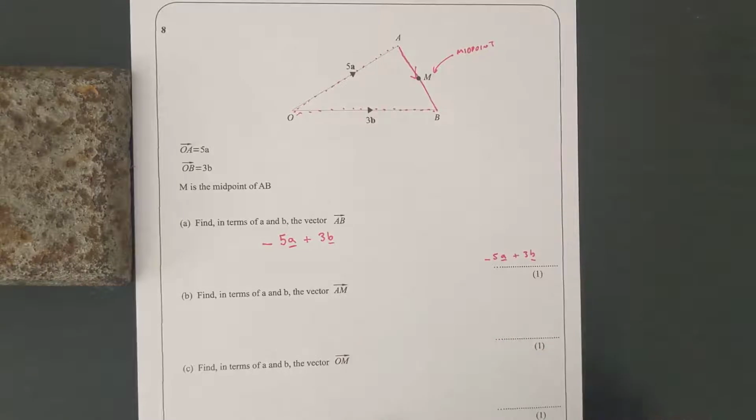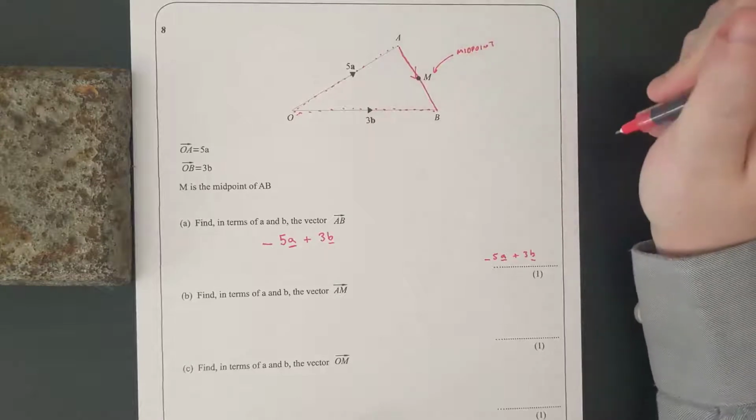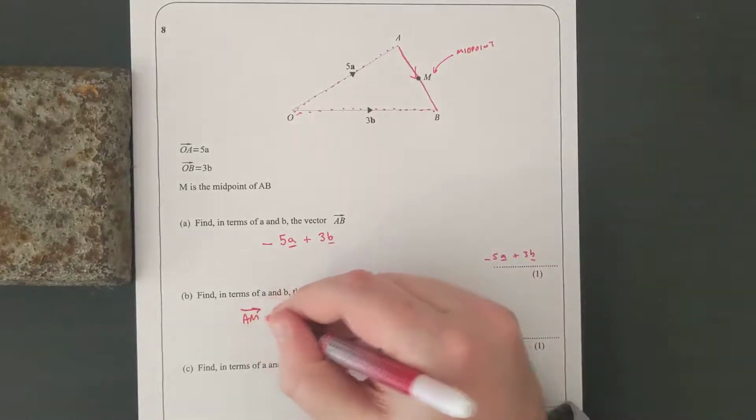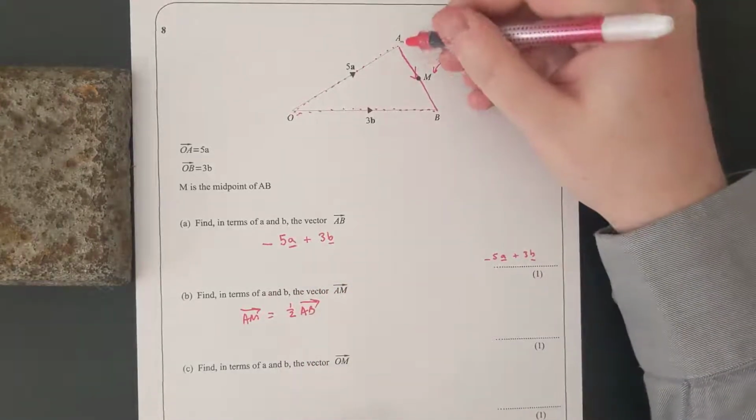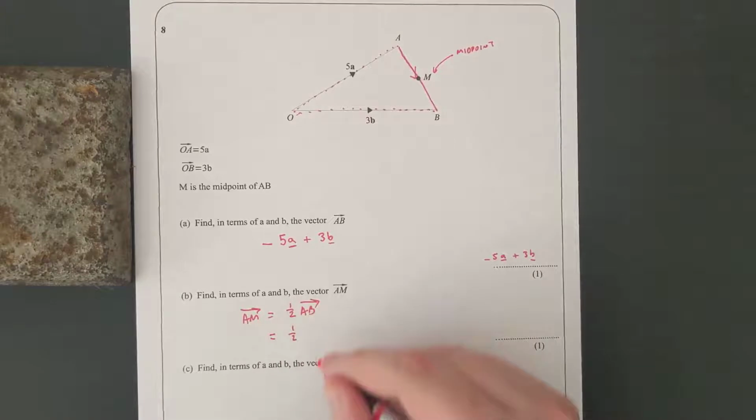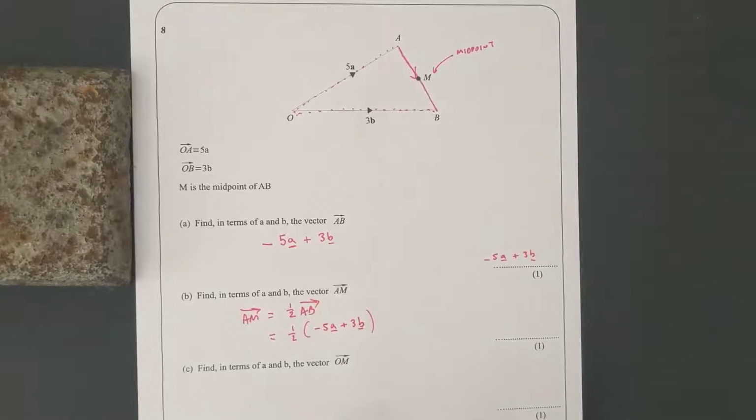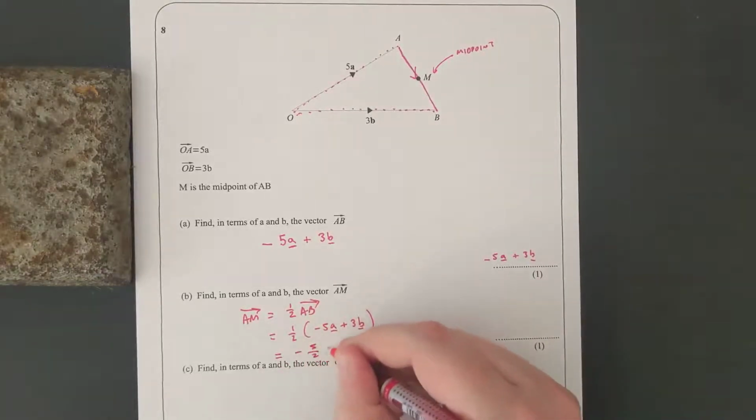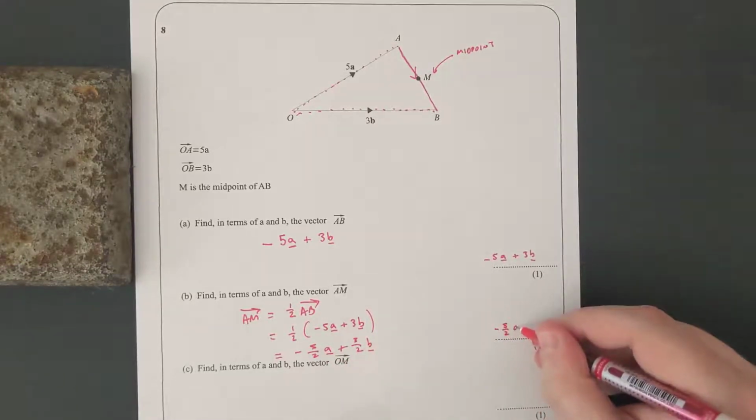The next question asks me for a vector AM in terms of a and b. And I note that because M is my midpoint, AM is equal to 1/2 of AB. We see that here, right? AM is 1/2 of AB. They're both going in the same direction, but AM is half the length. And so, AM is going to be a half of negative 5a plus 3b, because that's what we had for AB before. In other words, it's going to be negative 5 over 2 a plus 3 over 2 b. And I have my result.